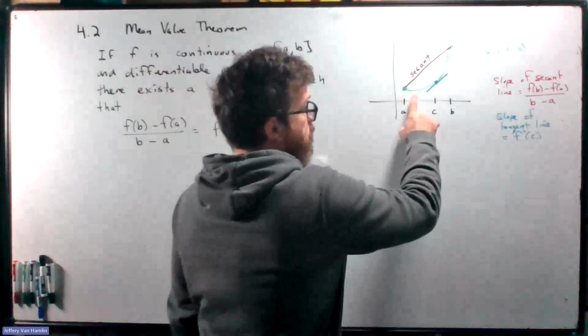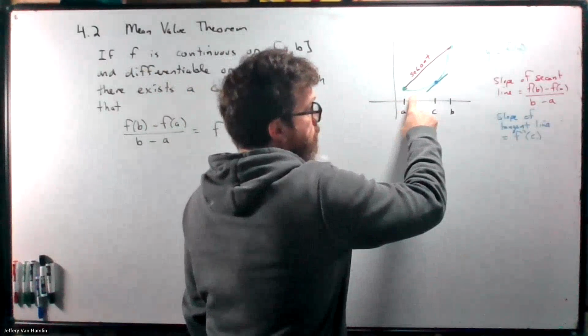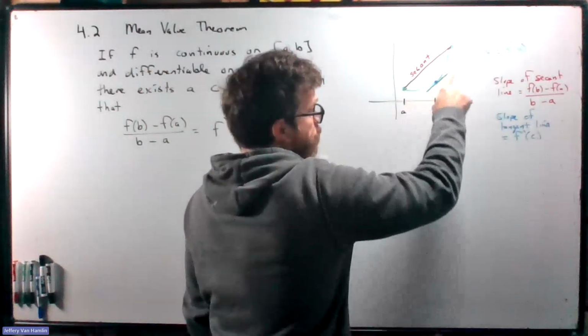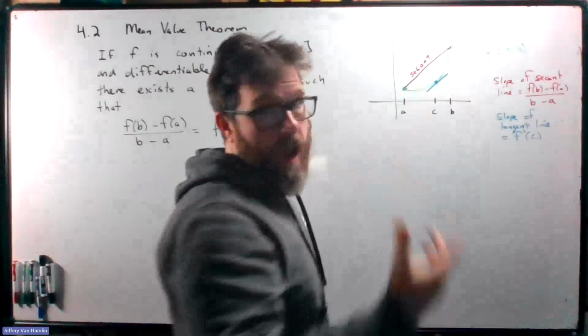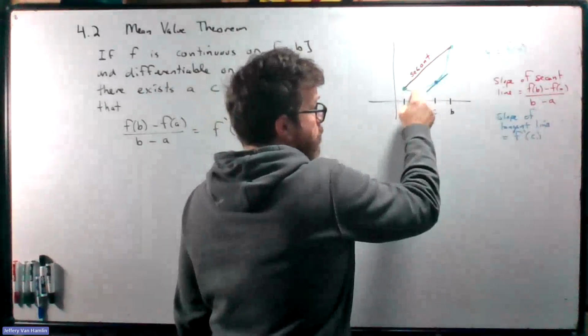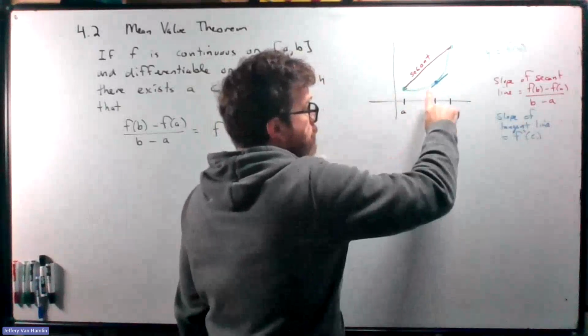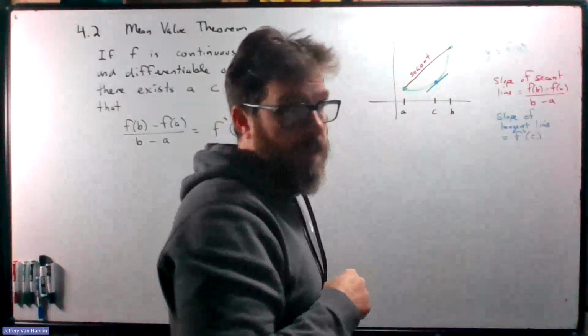Now graphically, what it means is, if I have a green function, y equals f of x, I can see that it's smooth and continuous, so it's continuous and also differentiable. The red is the secant line, which is really your average rate of change from a to b of your green function f of x, and the blue line is the tangent line at c.